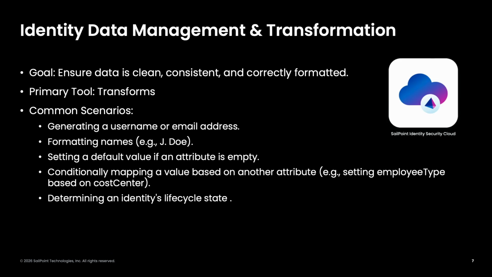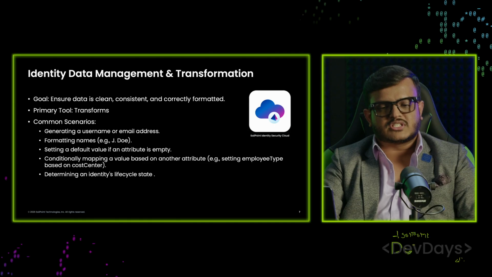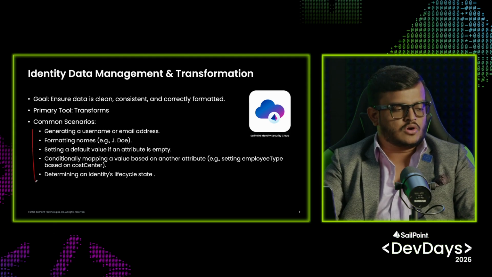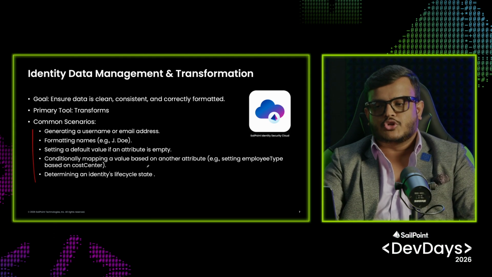Identity data management and transformation ensures data is clean, consistent, and correctly formatted. The primary tool you can use here is transforms. Common scenarios are generating your usernames and email addresses, formatting your names, setting default attributes so that it does not add empty values, and conditional mappings, like determining an identity's lifecycle state. These are the types of scenarios where we usually recommend using transforms.